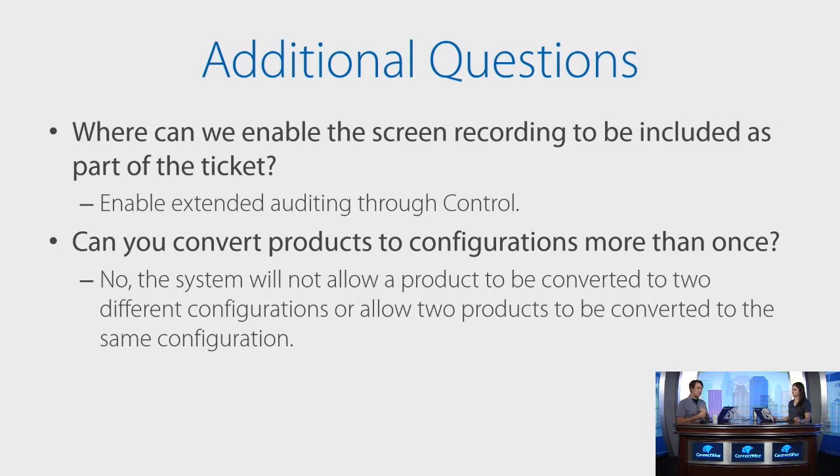The next one, can you convert products to configurations more than once? And unfortunately, this one is going to be no. Every time you do convert products to a configuration, we're going to record that it has been converted, and you cannot record it a second time. And you also cannot record products to an existing configuration. So it's always going to be a one-to-one relationship, product to configuration. Absolutely. So let's see, do we have any additional questions?